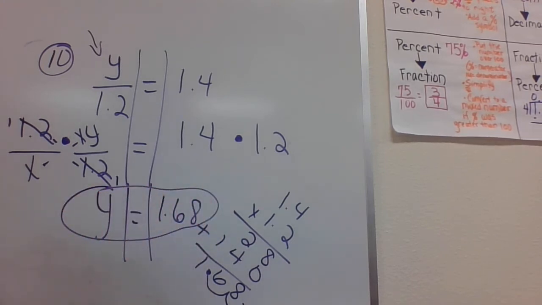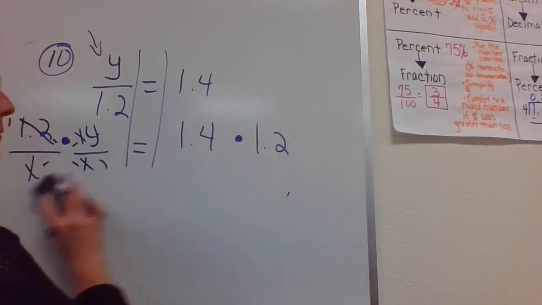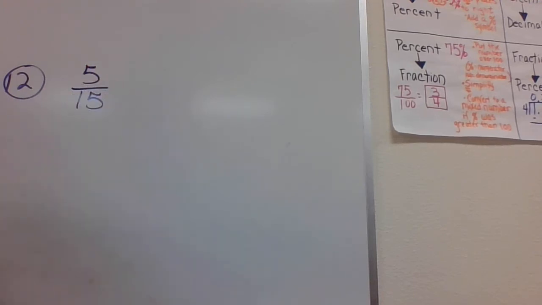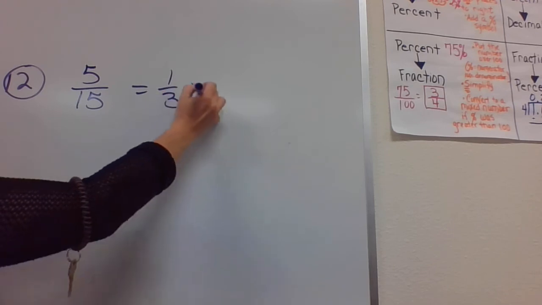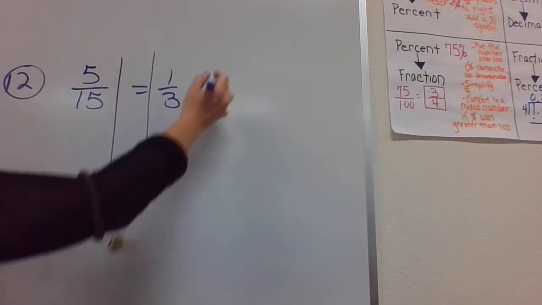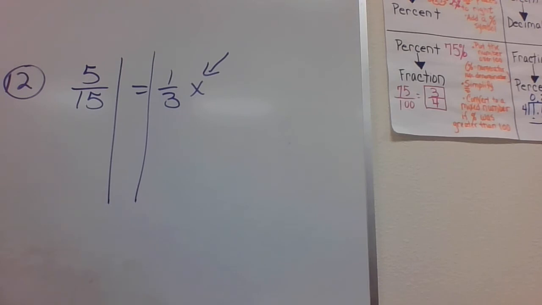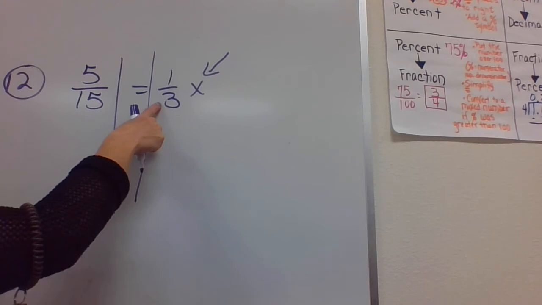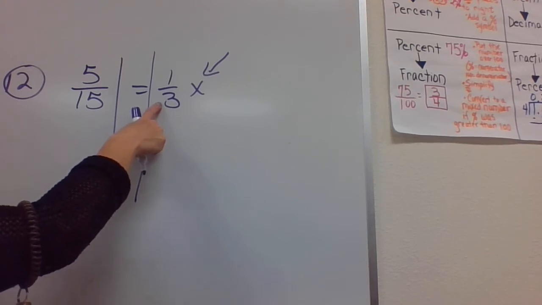Okay, next one that I will go over is going to be number 12. Number 12 says 5 over 15 equals 1/3 x. Again, I'm trying to find my variable, which is x. I need to isolate the x. What's happening over here is division, because I know fractions are division. So the opposite of division is multiplication.